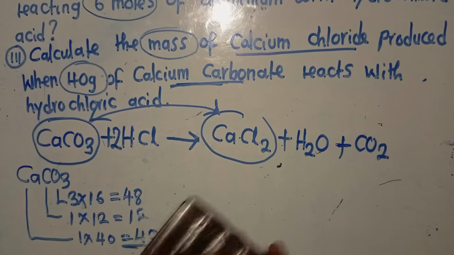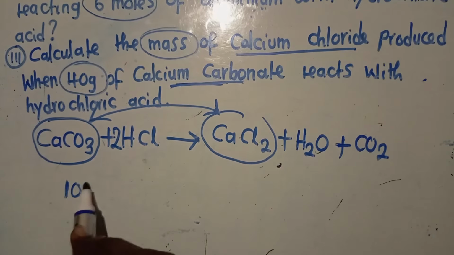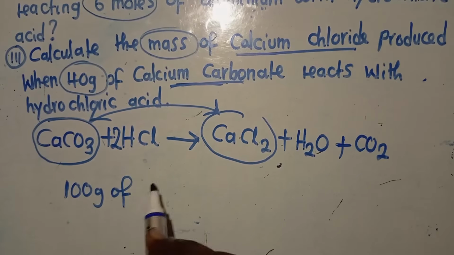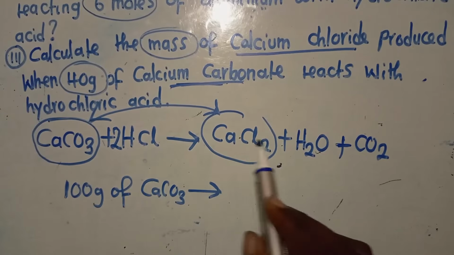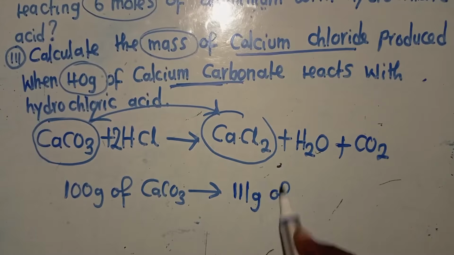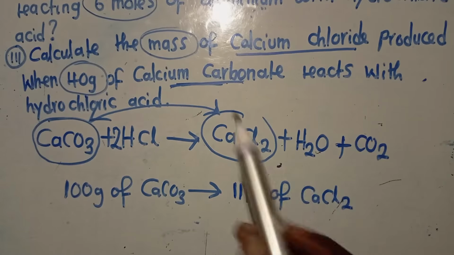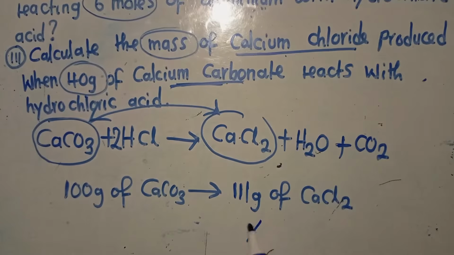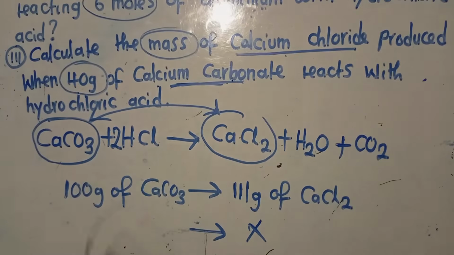So you are doing the same. Now, I believe you've seen how I've done that. So 100 grams of calcium carbonate, equating it to what you calculate there, it must give you 111 grams of calcium chloride. Now the question is saying mass of calcium chloride. So I put X here when given 40 grams of calcium carbonate. 40 grams is here under calcium carbonate.